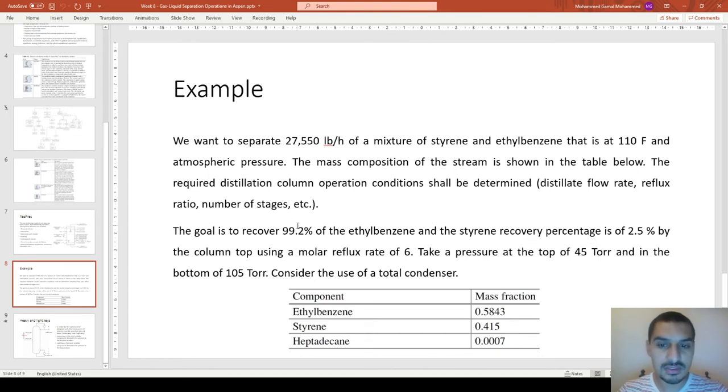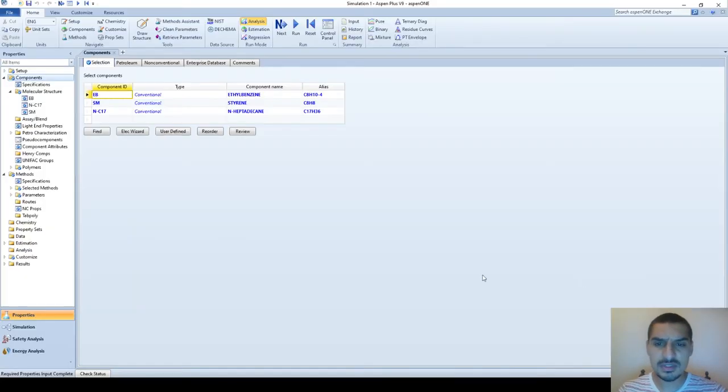Most of the ethyl benzene is desired to be recovered at the column top, and of the styrene only 2.5% is recovered at the column top. So it means that ethyl benzene is the more volatile component. This is something that we will confirm in Aspen Plus, but from this we can tell that ethyl benzene is the light key because it's going to be very rich in the top product, and styrene is the heavy key. So now let's go to Aspen Plus and see what we have here.